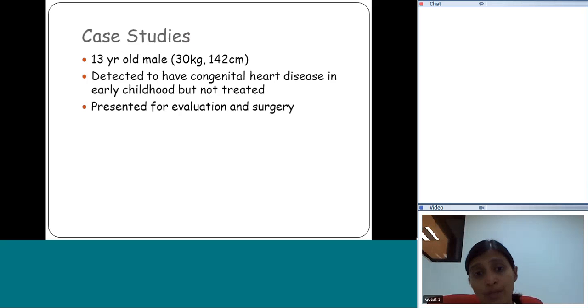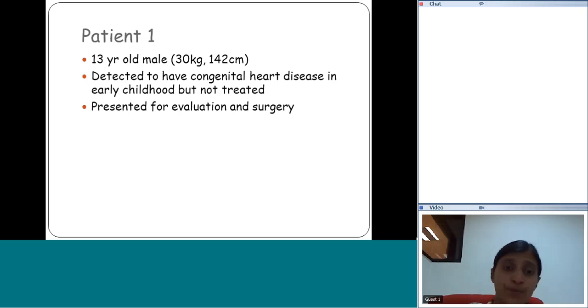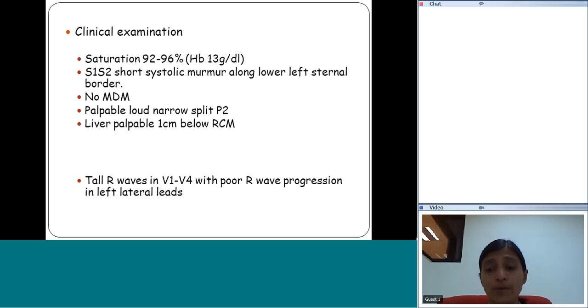So here you have patient 1, who is a 13-year-old male, so quite old, who was detected to have congenital heart disease early in life but was not treated. So he is presented now for evaluation and surgery. His baseline saturations are slightly variable. This is the problem practically that we sometimes face, either because of physiological variability, sometimes because probes are not compatible with children, or the equipment is slightly faulty.